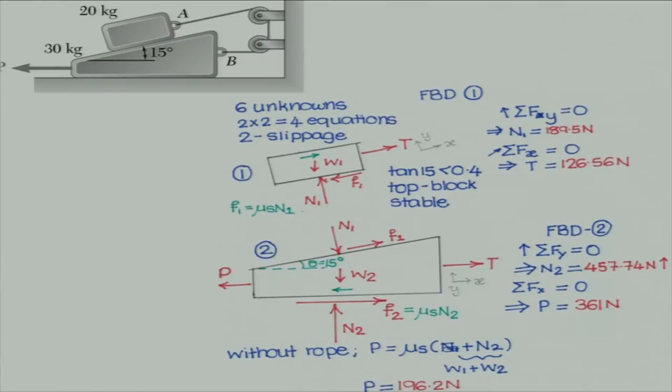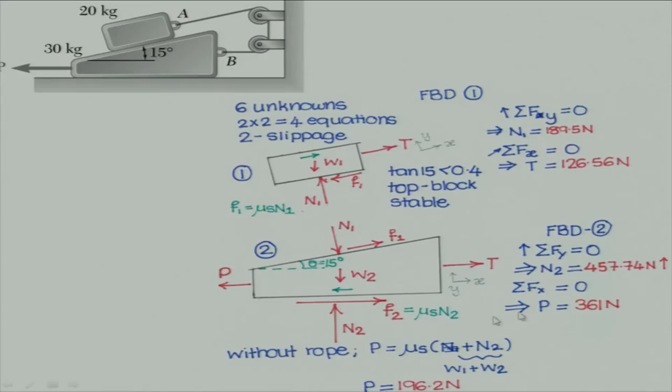to do. As far as the top block is concerned, you can have x and y axes which are along the direction of the plane. As far as block 2 is concerned, you can have x and y axes which are in the normal directions, like horizontal and vertical. Just solve these two, and within a few lines, you can find out what is the value of P.